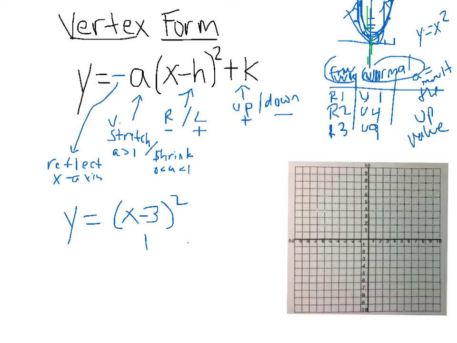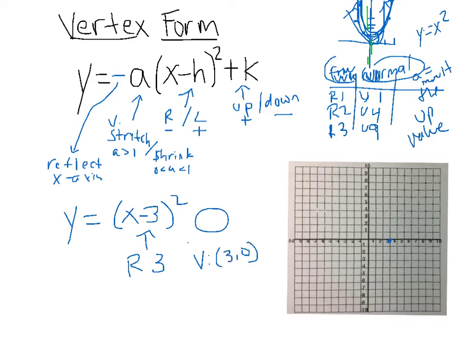So if you notice inside my parentheses, that's a minus, so that would tell me to go right 3 units. There's nothing on the outside, so it's only going to go right 3. There's no a value, so we're just going to go with the normal flip. So if we go right 3 units, that's where my vertex is going to be. So we always need to label our vertex. So our vertex is going to be 3, 0.